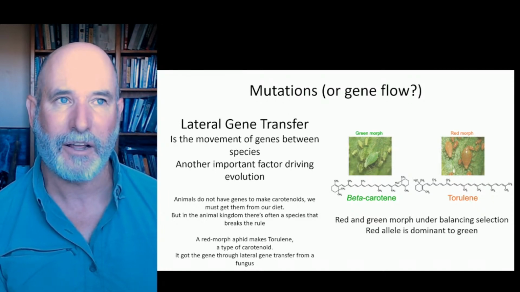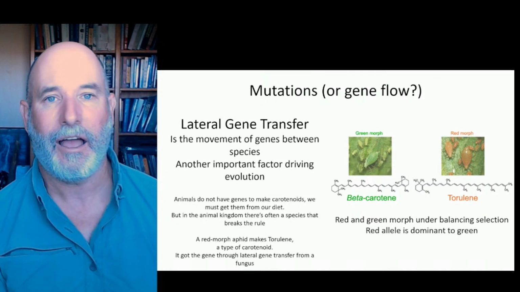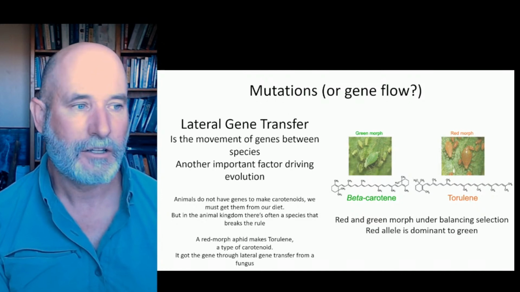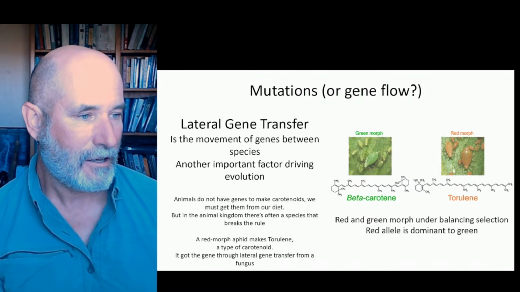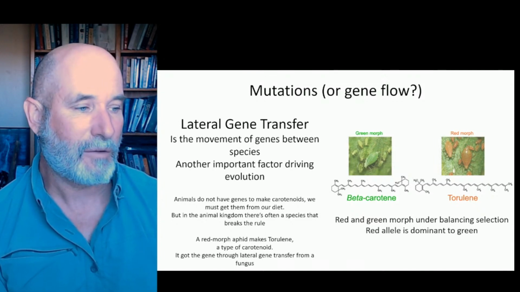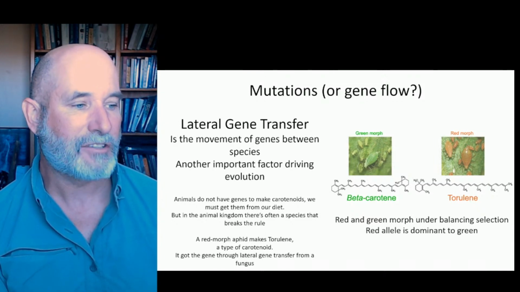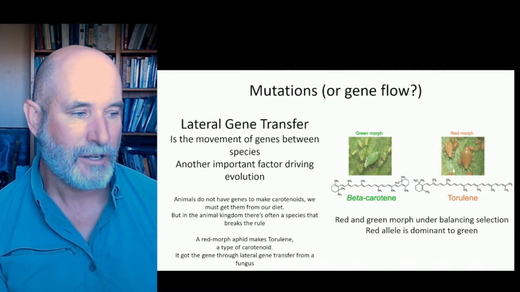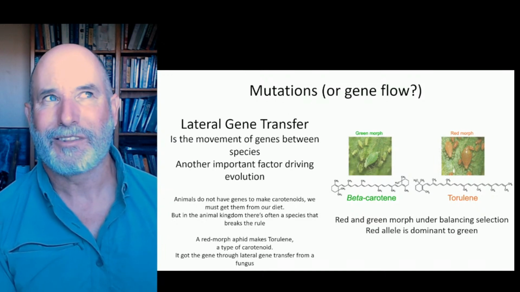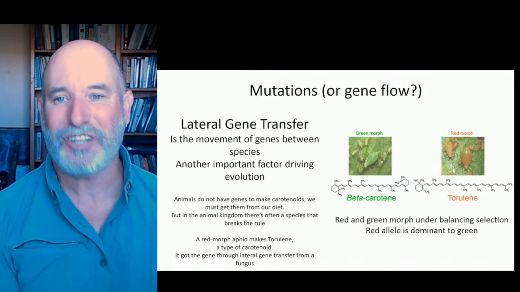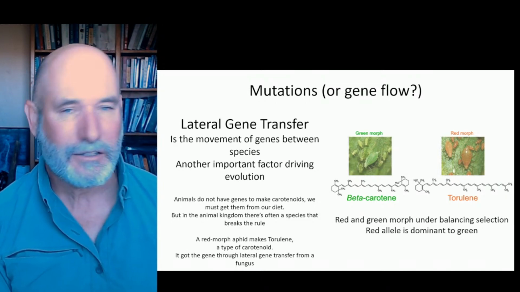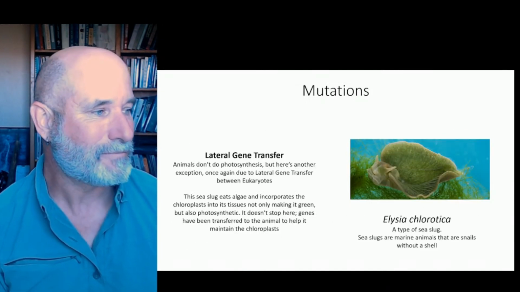these aphids, red and green. The red ones have carotenoids in them. Animals don't have genes to make carotenoids, I think. We have to get them from our diet. So other organisms are making those for us. But the red morph aphid makes torulene, a type of carotenoid, and it does it because it got the gene from a fungus. So lateral gene transfer, but it changed the sequence of alleles and genes in this organism. So maybe it's a mutation too.